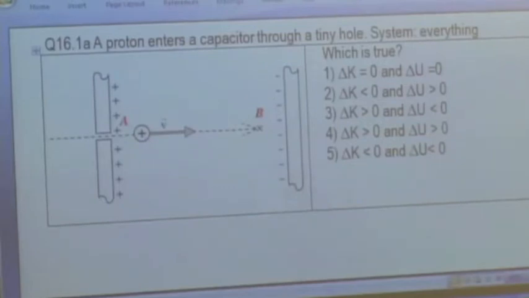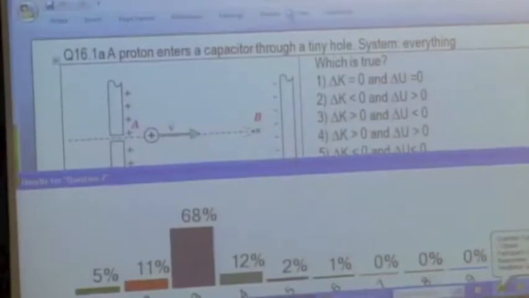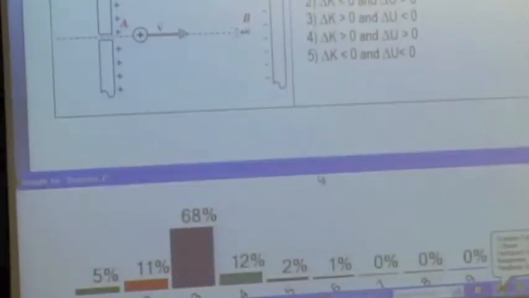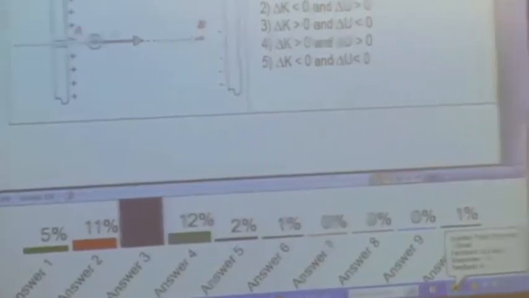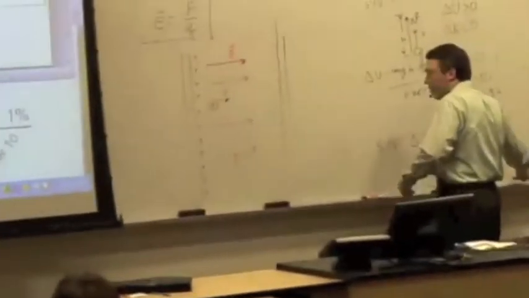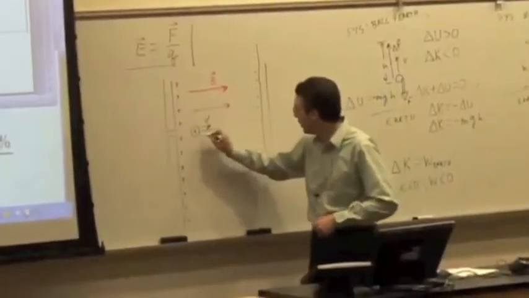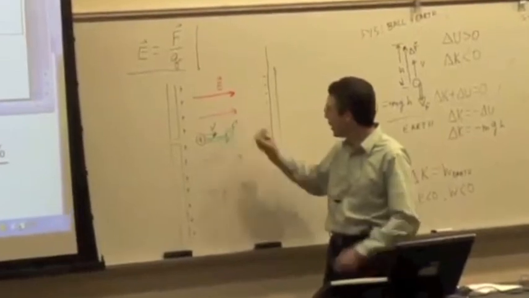Which is going to be true for the kinetic energy and the potential energy of this entire system? The system is the capacitor plus the proton. That's correct. Most of us are saying that the kinetic energy is going to go up, right? What's the direction of the force? To the right, because it's a positive charge. The electric field points to the right. F equals QE. Force is going to point to the right as well.